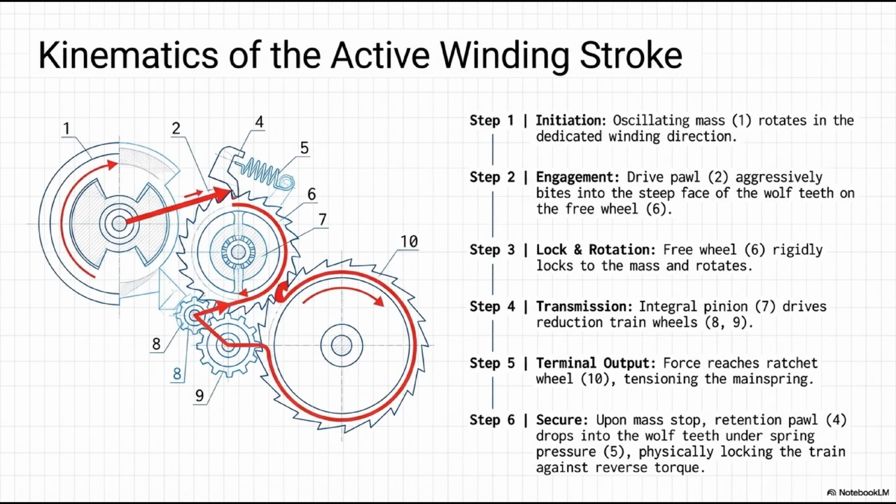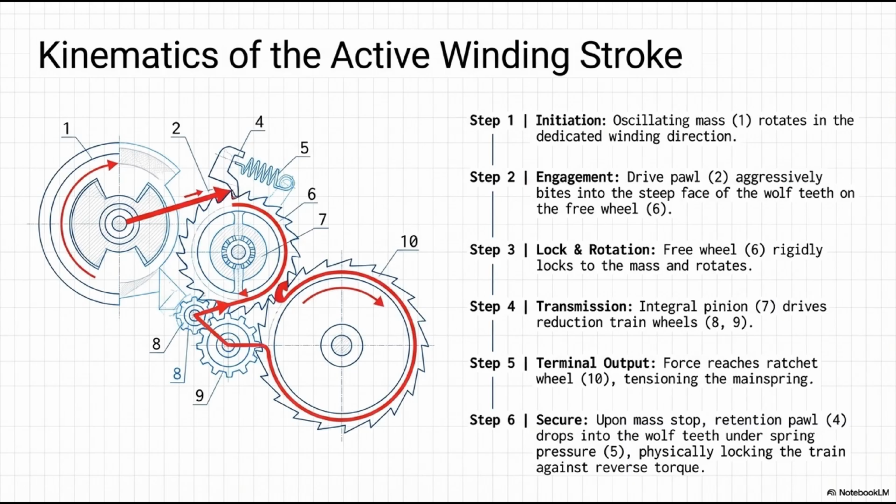Step 4, transmission, the integral pinion, 7, underneath the freewheel rotates, driving the reduction train wheels, 8 and 9. Step 5, terminal output, the multiplied force reaches the ratchet wheel, 10, pulling it forward and tensioning the mainspring.